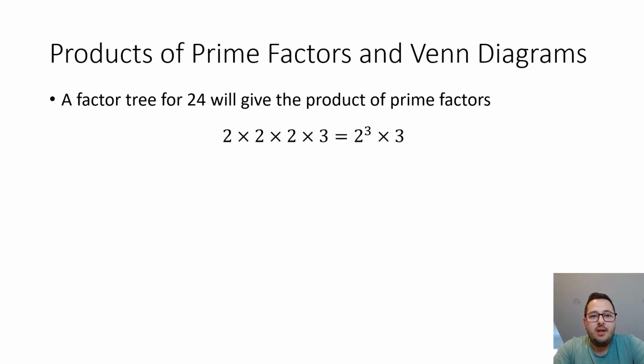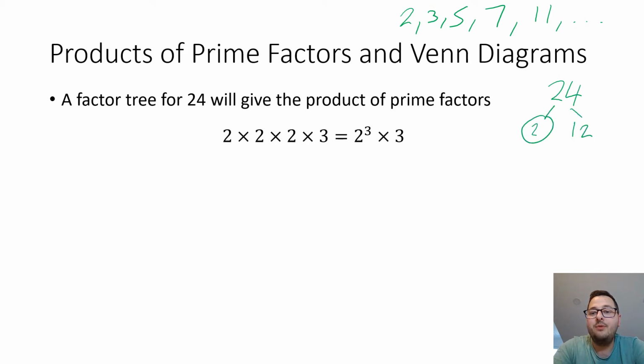Okay, so let's think about the number 24 to start. If we did a factor tree for 24, it would give us this product of primes. So let's just quickly do that. Remember our prime numbers were 2, 3, 5, 7, 11 and so on. If we started off with 24, we're just picking out prime factors. So 2 times 12, 2 is prime. Factorise 12, that's 2 times 6, and 6 is 2 times 3. So that's where all those prime numbers come from.